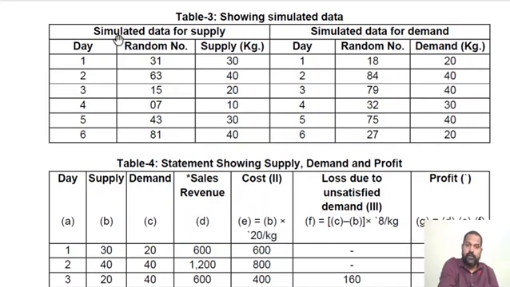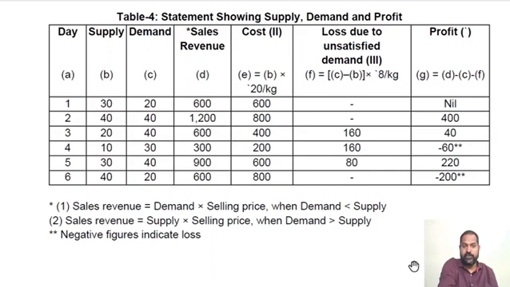Let's go to the simulation. So I have done everything in one table. They have done separate tables. So what they have done is they have simulated the supply for 6 days, simulated the demand for 6 days. After doing that, they have gone to a new table for calculation. So they have written day, supply and demand. So the only thing that is not written is random numbers. I have done it with random numbers. Now see what they have done.